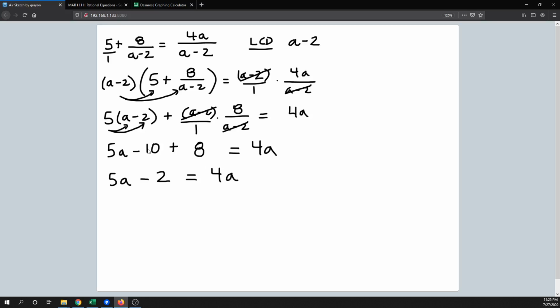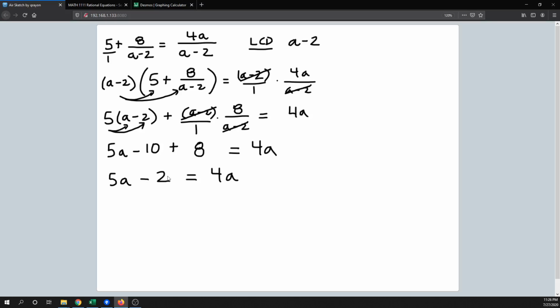And over here on the left side, I've got some like terms, so I can combine those. Negative 10 plus 8 is negative 2. And then on the right-hand side, that's as simple as I can get it. So each side is now as simple as it can possibly be. What I want to do now is to use the addition principle to get every term with an a on one side, every term without an a on the other side.